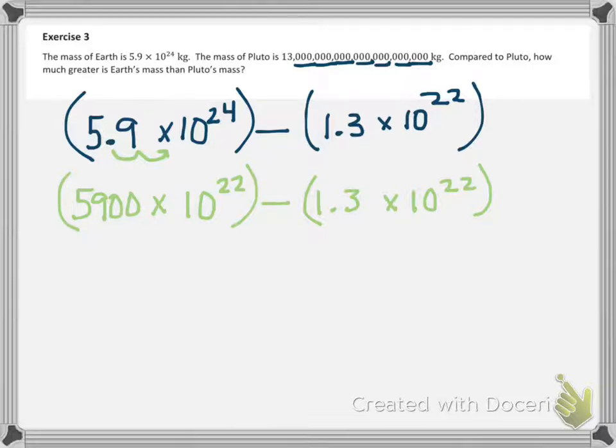And I just noticed I made a mistake. I moved my decimal 2 places, which means I fill in 1 0. So that should be 590, not 5,900. Let me see if I can erase. 590 times 10 to the 22nd power. There we go. And then we can go ahead and subtract. 590 minus 1.3 would be 589.7.